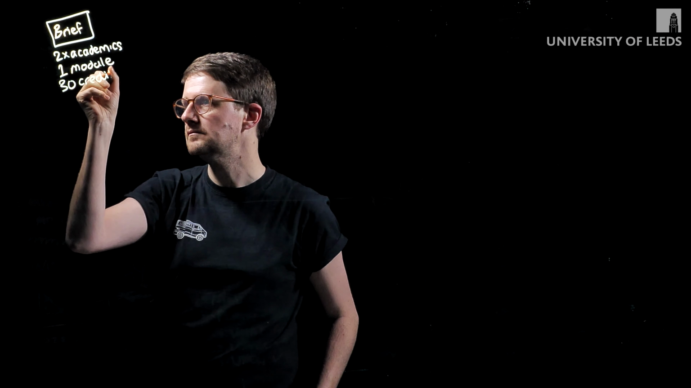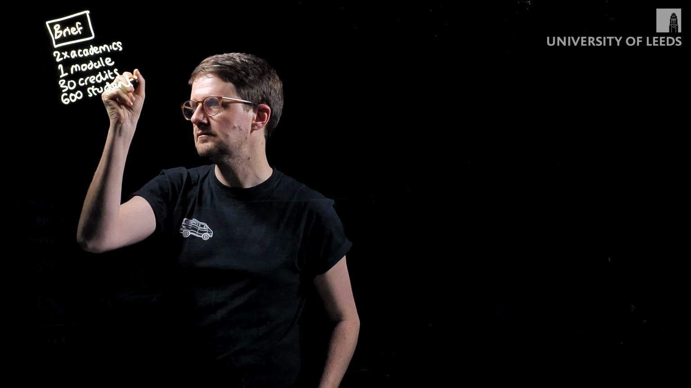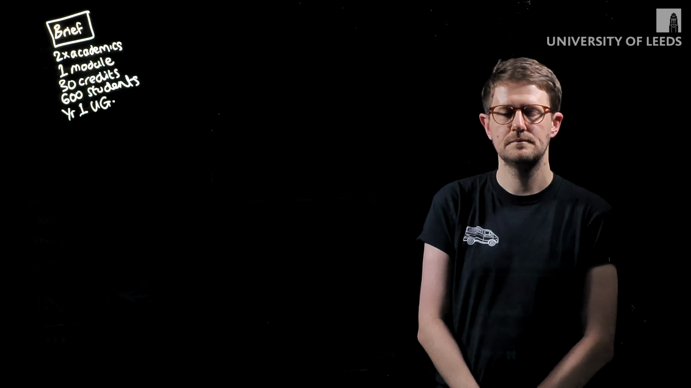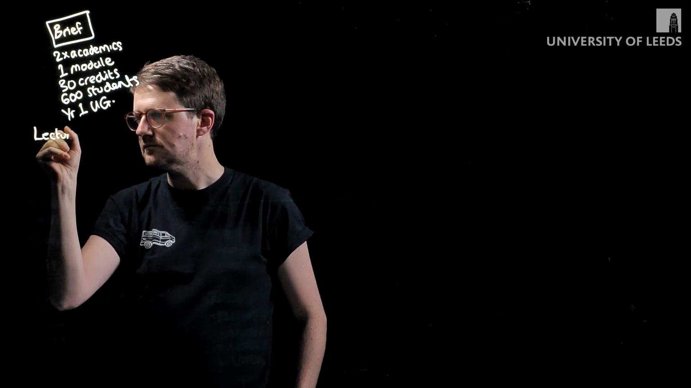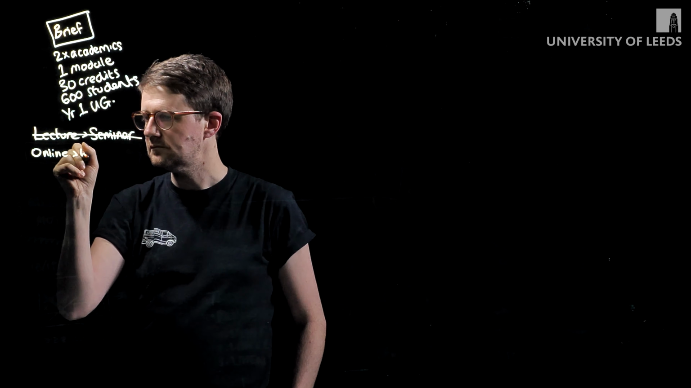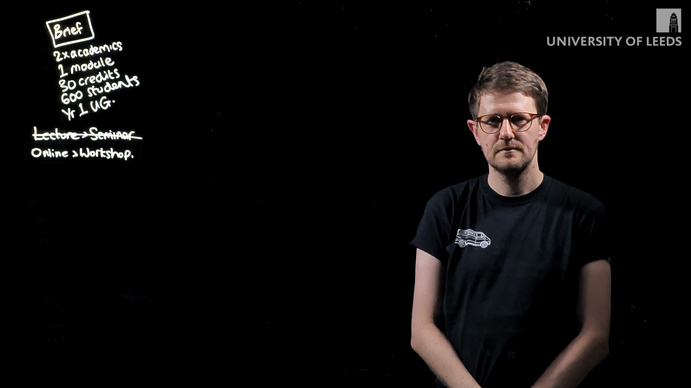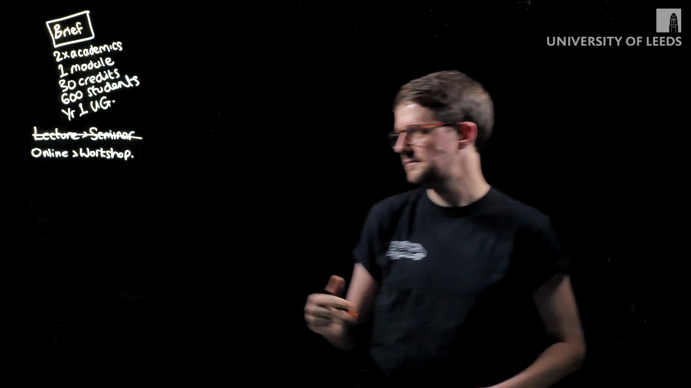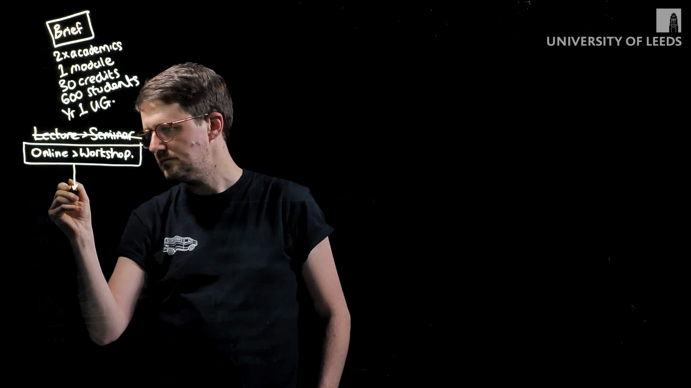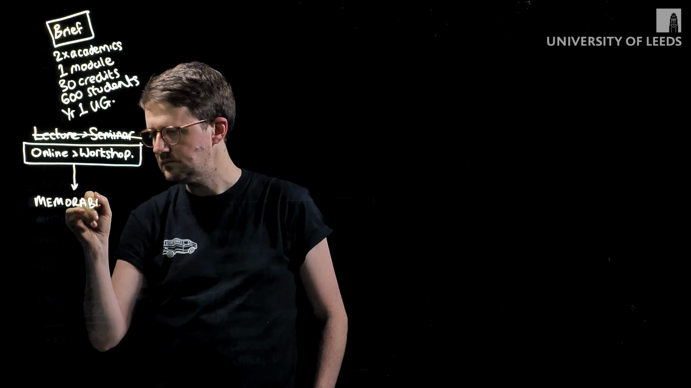So here's the brief. You're asked to work with two academics who deliver an economic theory module. The module lasts an entire academic year and it's worth 30 credits. It has at least 600 students enrolled who are first-year undergraduates. So your role is to support the academics to convert this module from a traditional lecture seminar format to a flipped format. Now, bear in mind that many of these students will be used to consuming high-quality multimedia on the web.